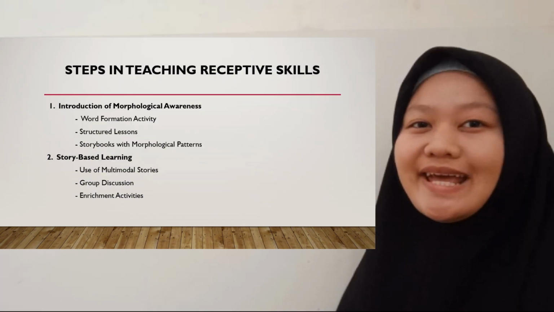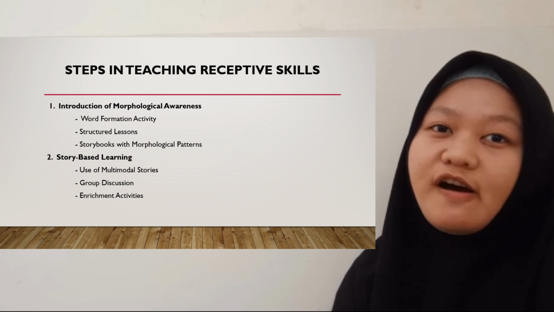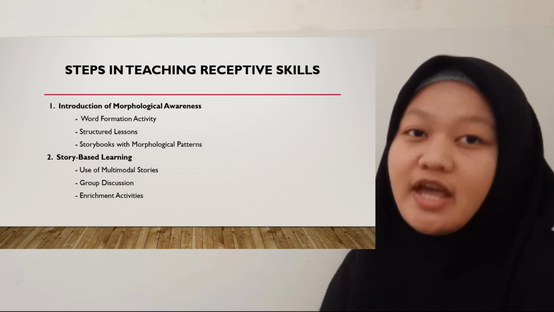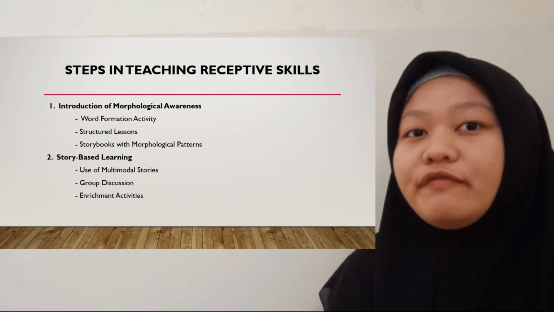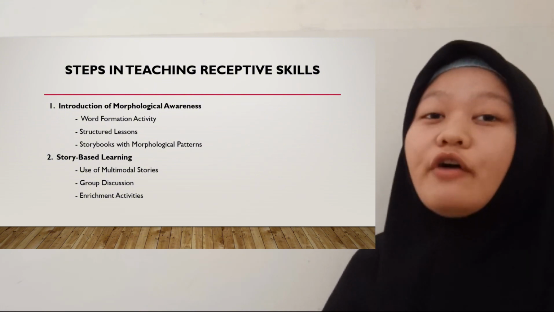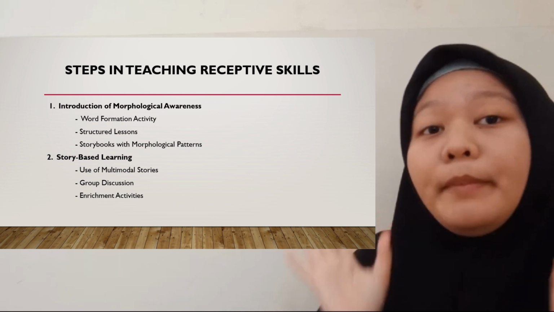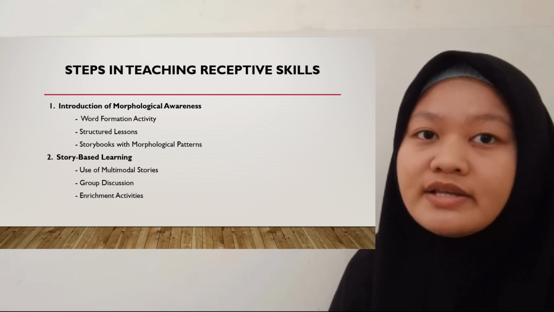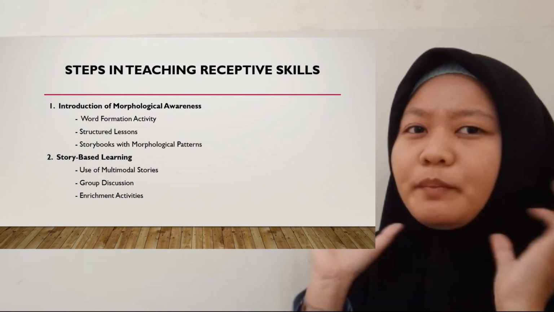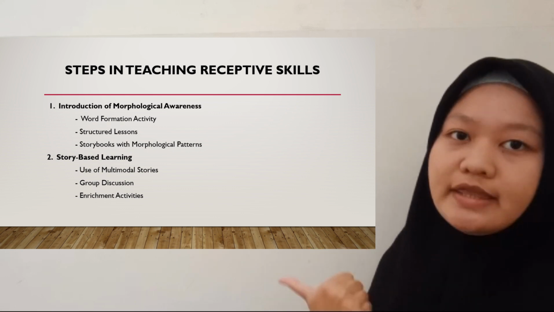So, the next steps in teaching receptive skills. First, introduction of morphological awareness. Word formation activity. Create a game where children form words from given endings or prefixes. For example, they can make new words out of bird. And then structure listen. Design lessons that explicitly teach morphological patterns such as verbs, nouns, and adjectives.